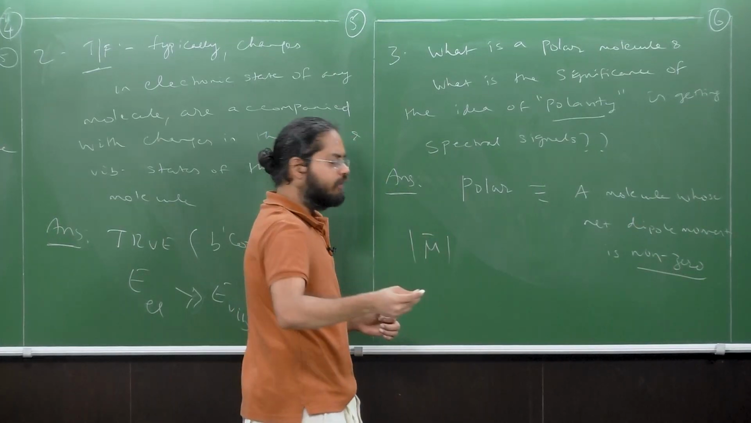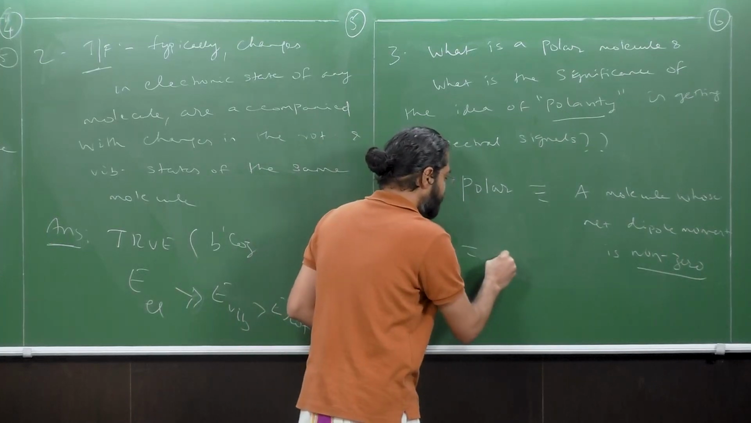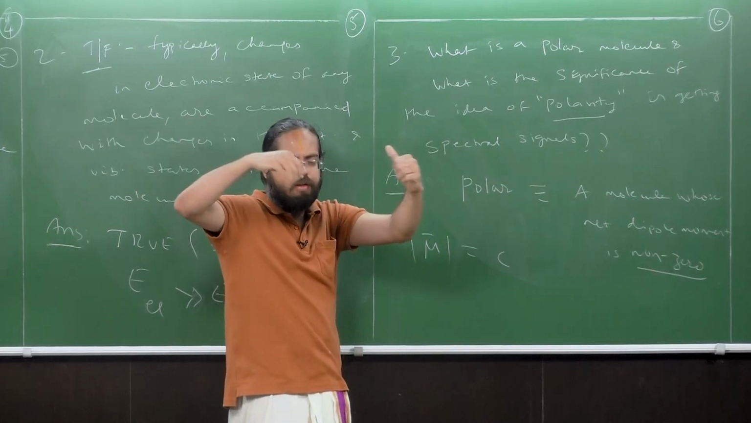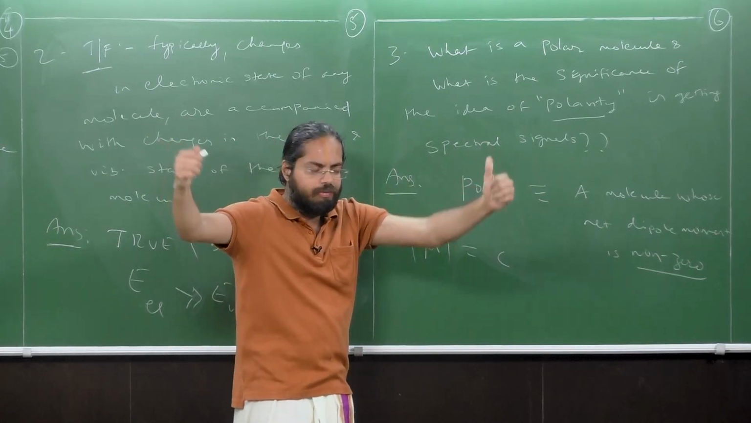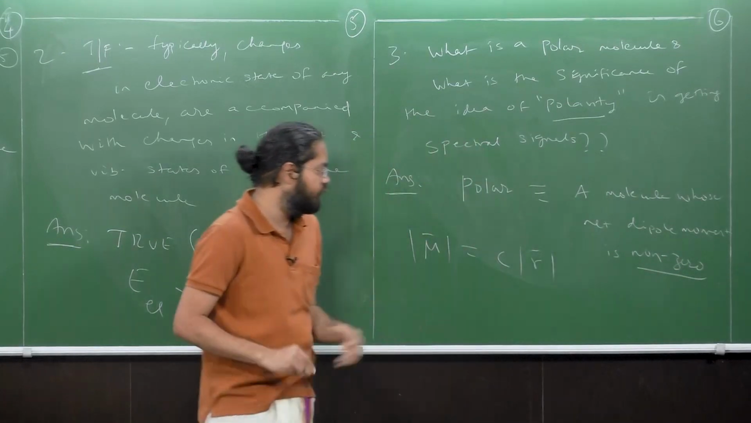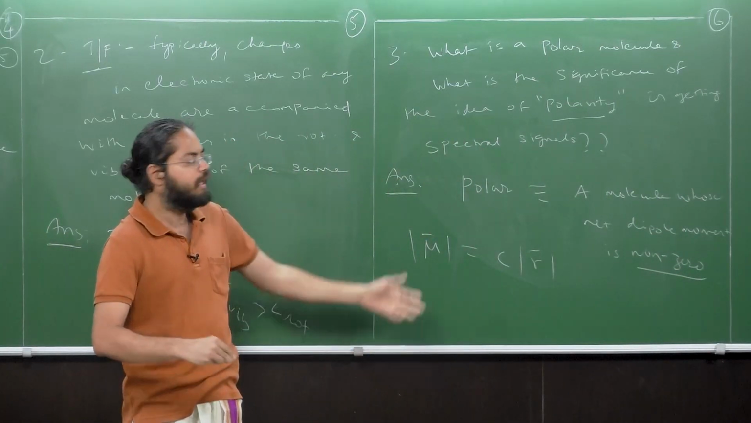The magnitude of this is going to be nothing but the charge on the different charges times the distance between them, the magnitude of the distance. So this is going to be called a dipole moment.